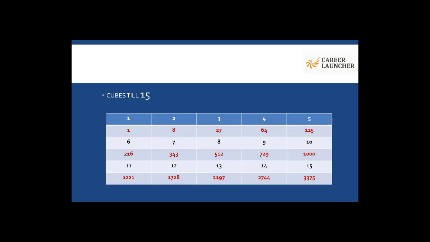Another foundation stone would be cubes till 15. I'm sure you are aware of a cube: you get a cube when a number is multiplied by itself 3 times. So as you know, the cube of 1 is 1, of 2 is 8, of 3 is 27, of 4 is 64, of 5 is 125, of 6 is 216, of 7 is 343, of 8 is 512, of 9 is 729, and of 10 is 1000. Additionally, if we can do 11, 12, 13, 14, 15, that will be really helpful.